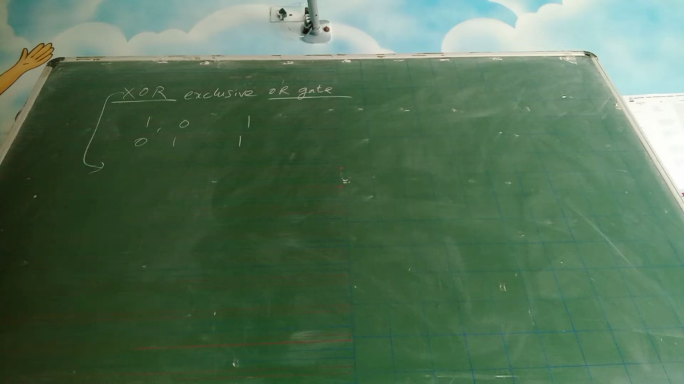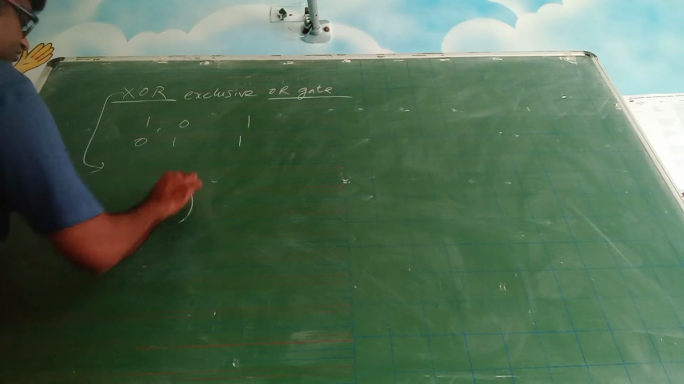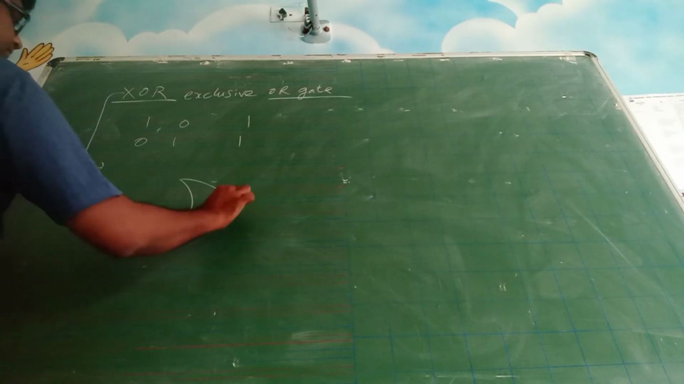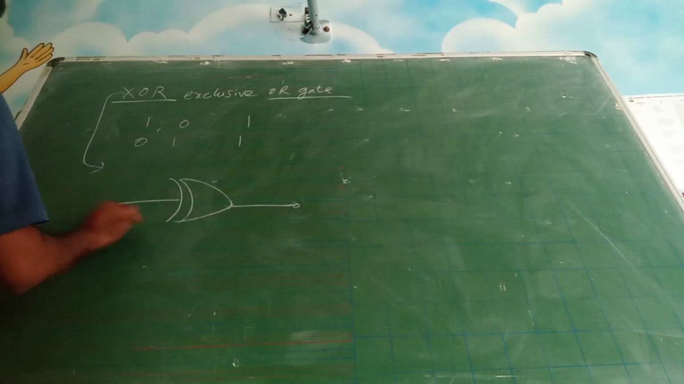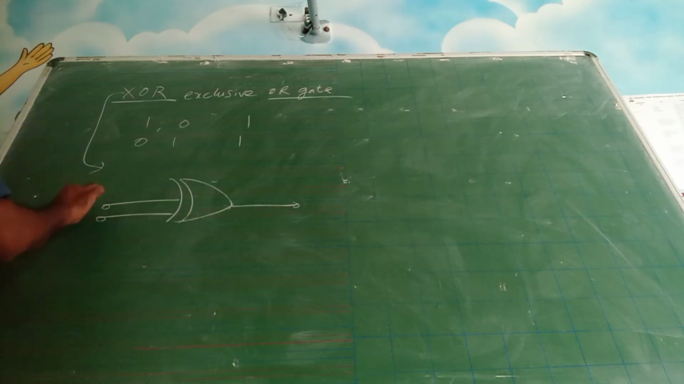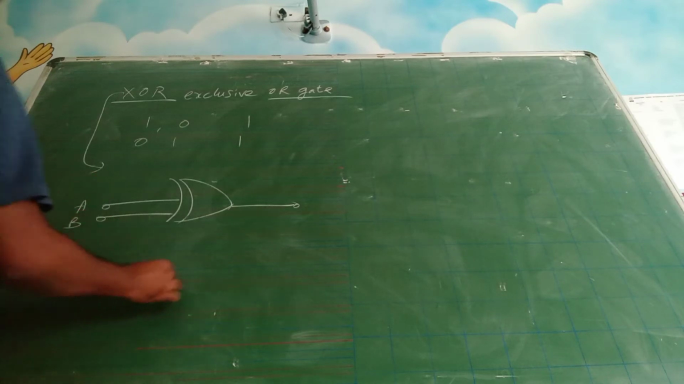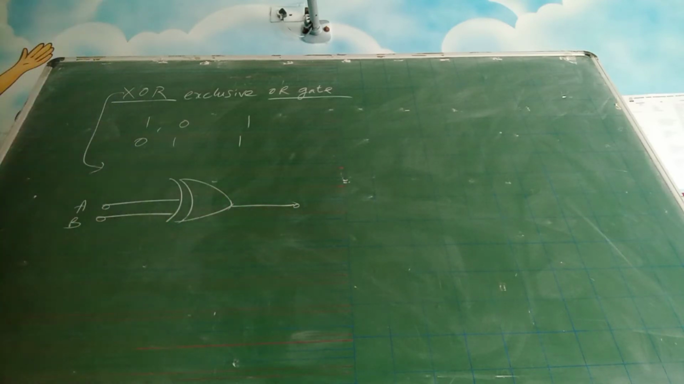If both inputs are high, you get low output. If both inputs are low, you get low output. If one of them is high, you get a high output. So XOR gate is denoted by, you just draw the OR gate. Okay, you put one more curvature here, and these are the two signals. Okay, so this is the symbol for XOR gate.